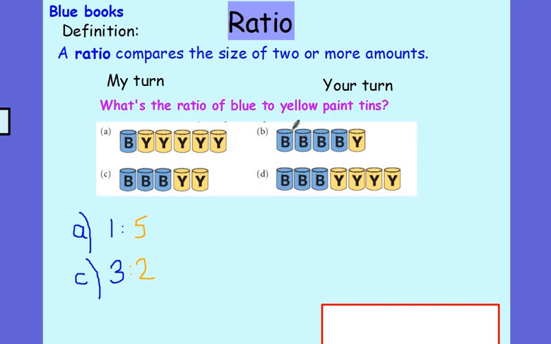Okay, let's go through the answers. We're looking for blue to yellow. So the first one has got 4 blue cans to 1 yellow. And for the second one, we're looking at 3 blue cans, and for every 3 blue cans, we've got 4 yellows. Splendid. Make sure you've got that example in your dark blue books for me.